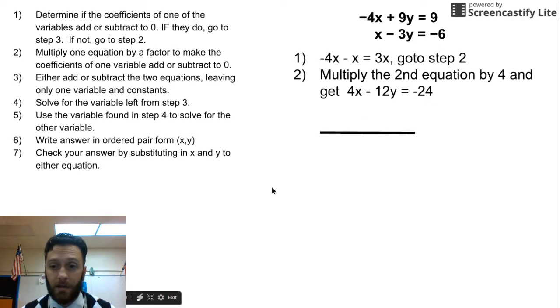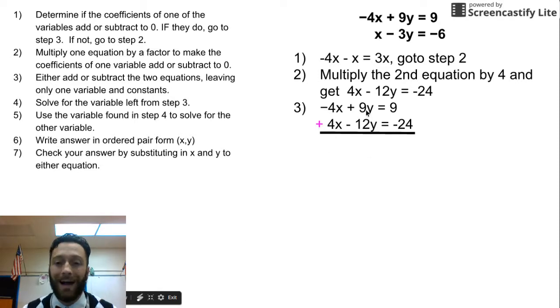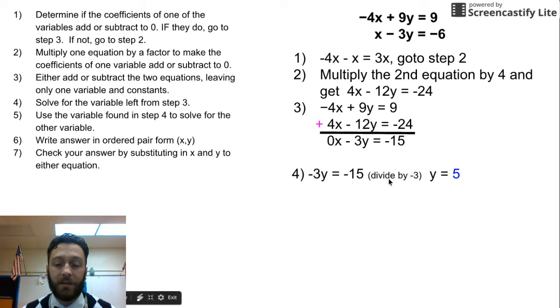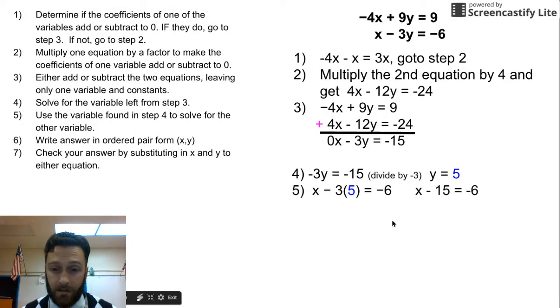That's the entire equation times 4. And now we add the two together, because -4x plus 4x is 0x. 9y plus -12y would be -3y, and 9 plus -24 is -15. Step 4, we got -3y equals -15. Divide everything by -3. You get y equals 5. We're going to take that 5, substitute it back into an equation to get x minus 15 equals -6. That's the second equation. Add 15 to both sides, x equals 9.